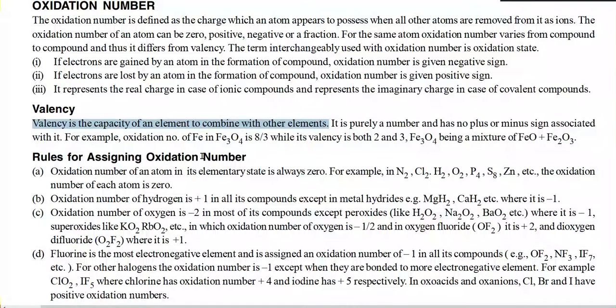For example, the oxidation number of Fe in Fe3O4 is actually +8/3, while its valency is both 2 and 3. In Fe3O4, the valency of Fe is 2 and 3 because it is a mixture of FeO plus Fe2O3. So here the valency is 2 and here the valency is 3. So valency is purely a number and it cannot be negative, it cannot be fractional.